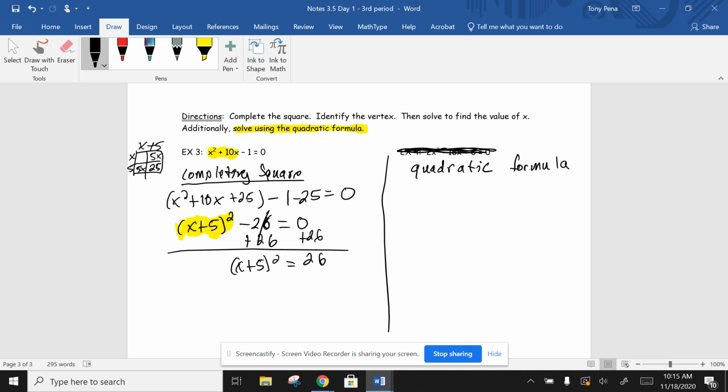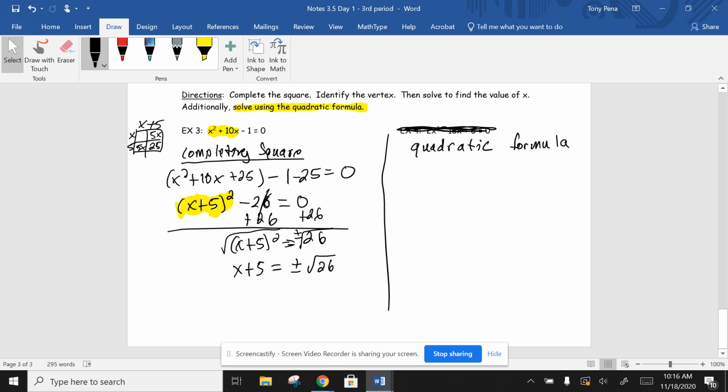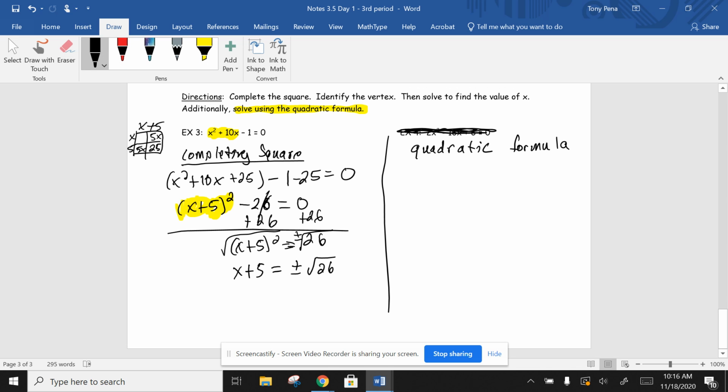Once we had done that, you should have taken a square root of both sides. So take a square root of the 26, knowing that we get that plus and minus solution, the positive and a negative solution. We just have x plus 5 by itself on the left. And then on the right, we get a positive and a negative root 26. From there, we've got to subtract our 5 over. So minus 5, minus 5.